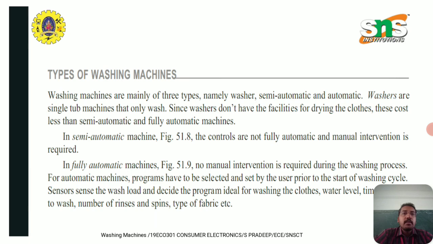Types of washing machines. Semi-automatic washing machine. The controls are not fully automatic and manual intervention is required. In fully automatic machines, no manual intervention is required during the washing process. For automatic machines, programs have to be selected and set by the user prior to the start of the washing cycle.